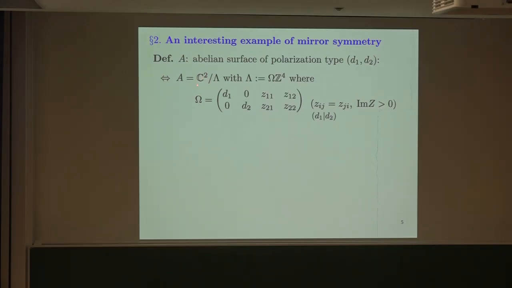So consider C2, and then inside C2 consider the lattice structure. I define lambda like this, and then take a quotient. This is the definition of a principally polarized abelian surface. Same thing with 1, tau. 1, tau is the standard construction of an elliptic curve with modular parameter tau.